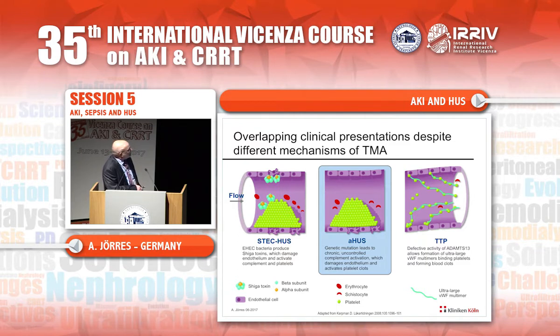In STEC HUS, the bacteria produce the Shiga toxin, which will both damage the endothelium but also activate complement and platelets and then form these clots. In atypical HUS, the genetic complement system mutation leads to chronic uncontrolled complement activation. There might be patients that have a certain threshold of ongoing smoldering complement activation, and by a precipitating event, this is then going to be manifested. And here, as opposed to the mechanism of TTP with the ultra-large von Willebrand factors, which bind platelets and form blood clots.